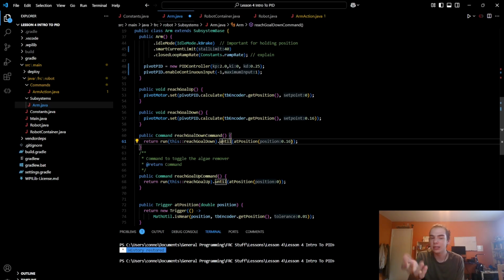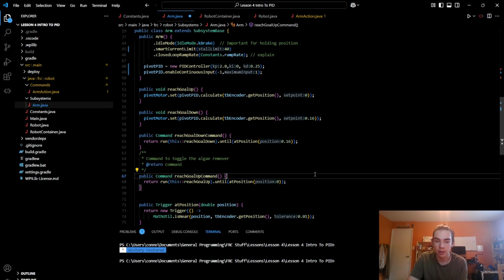You don't always need to do it like this. Sometimes it won't be a dot until. Maybe it's a more active thing where it's continuously running. But this is just to demonstrate the benefits of using things as commands instead of methods, is that you get these special classes. And then, of course, we have the other reachGoalUp command.